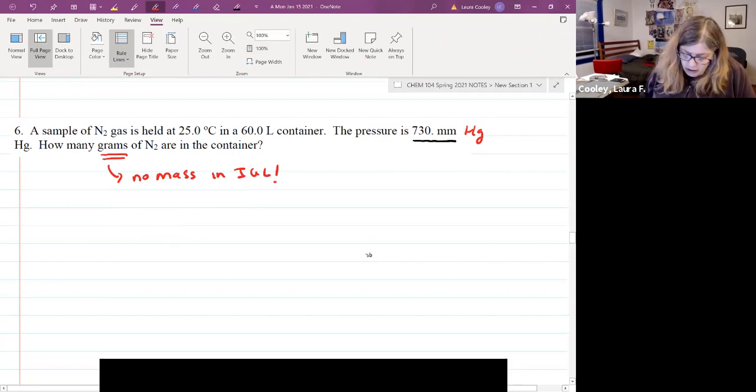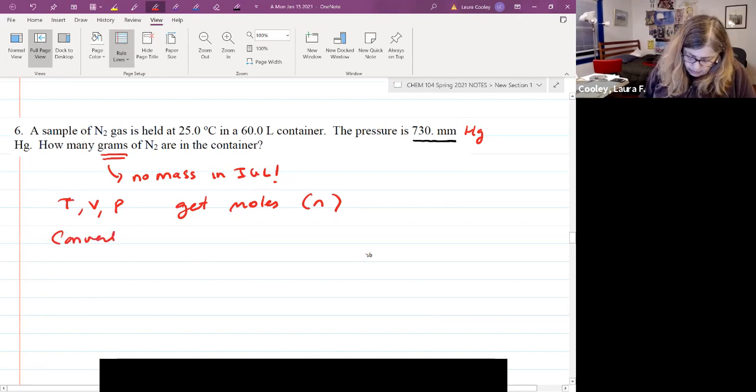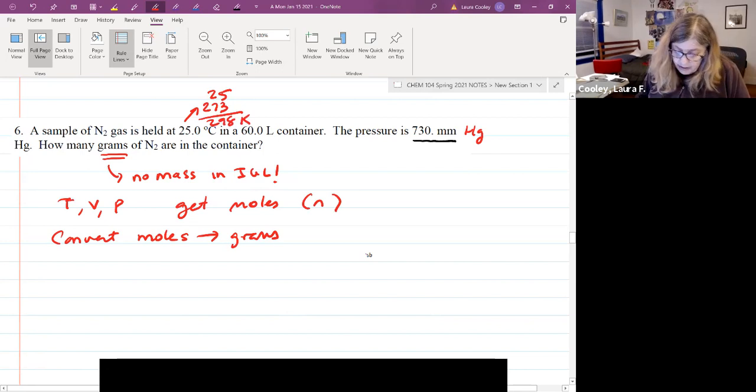All right. So what are we going to do here? Well, we know the temperature, we know the volume, we even know the pressure, although they're not in the right units yet. We'll have to convert them. So what we can do is get the moles, that's n, and then we can convert from moles to grams because we know how to do that because we did that last semester. So let's see, 25 degrees C plus 273 Kelvin is 298. That happens to be one that I have memorized.